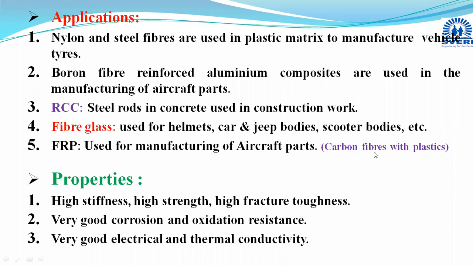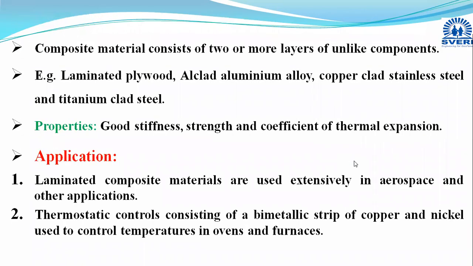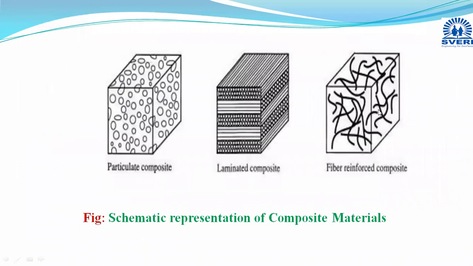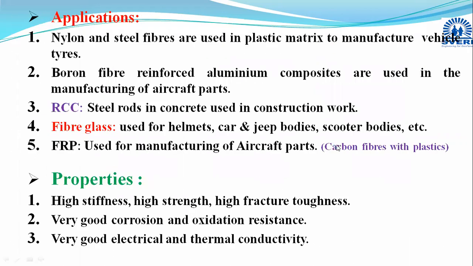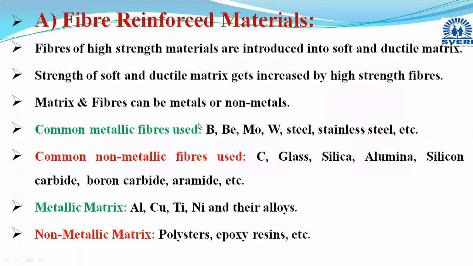In FRP, carbon fibers are there. Suppose this is fiber reinforced plastic, and in that carbon fibers will be there. Whichever load will act, that load will be borne by these fibers, and whichever shock is applied will be sustained by the remaining material, which will provide you the ductility or toughness. So in this way, this fiber reinforced material will work.